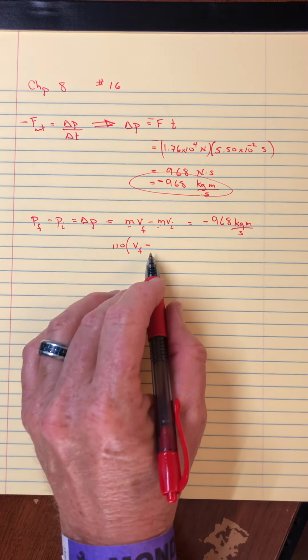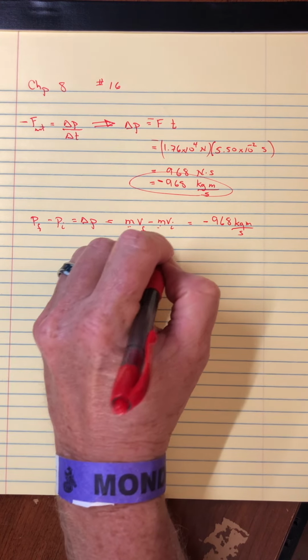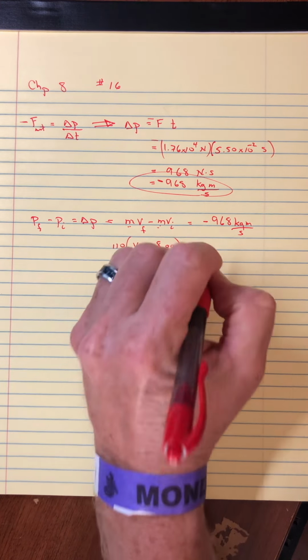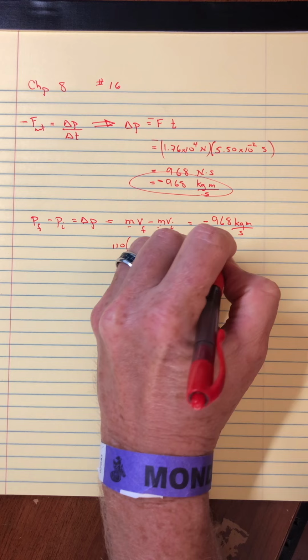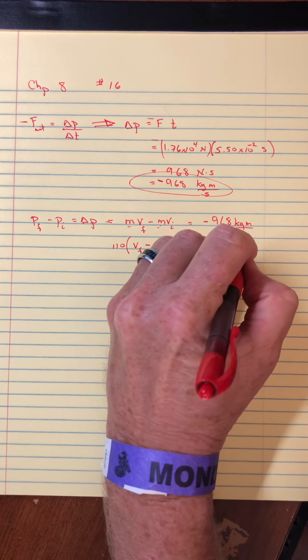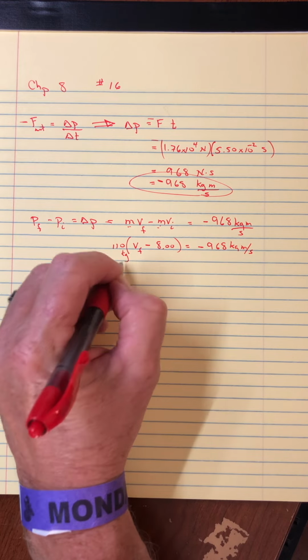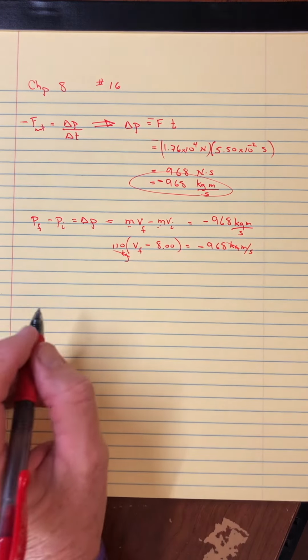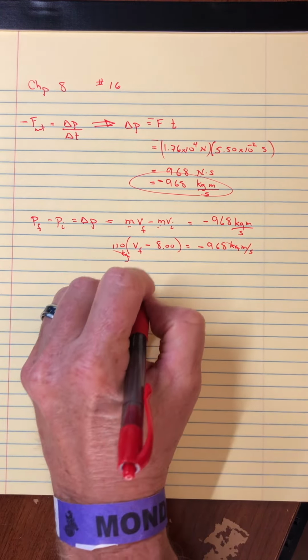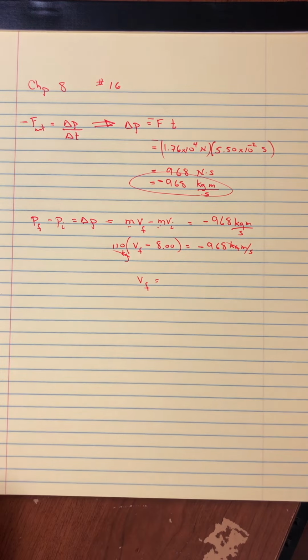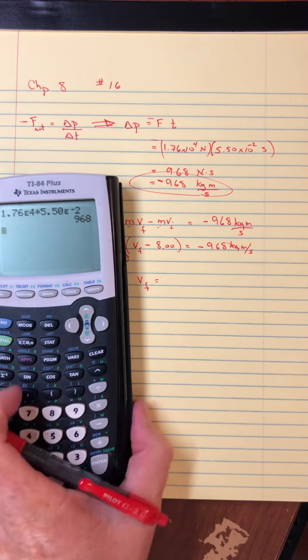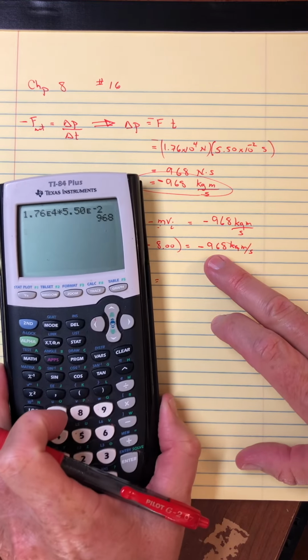Then it says final speed minus initial. And so they said it's traveling at 8. And that'll be negative 968 kilogram meters per second. And so maybe I should put 110 kilograms. So the kilogram is going to cancel off. And with a little bit of work, we can figure out what the final speed is after this impact.